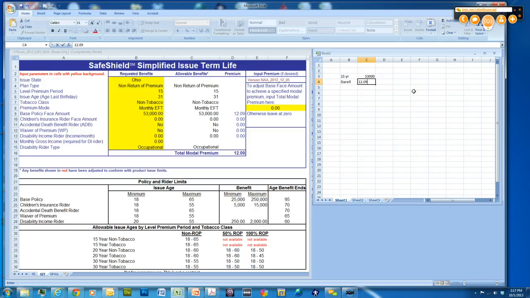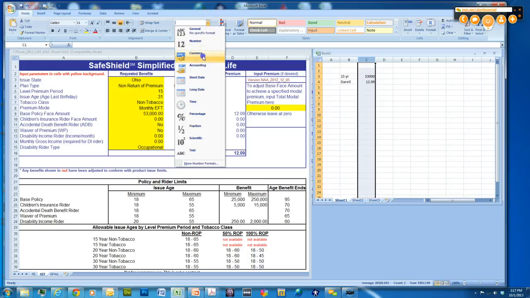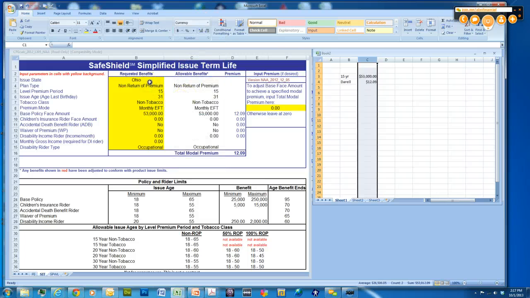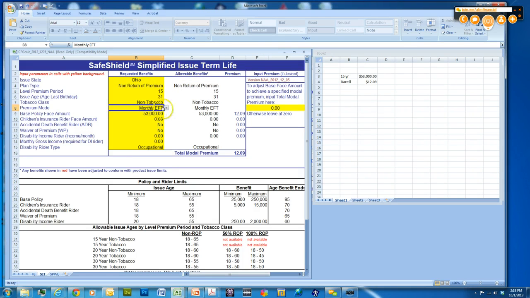Let's put $12.09. And what is modal premium? Modal, that means it's monthly. It's the one you pick. That's the premium mode. You can do annual. So the total modal premium, the annual premium, is $138.97. The semi-annual is $72.27. And then the monthly modal is $12.09. I like to quote monthly. So does that make sense?